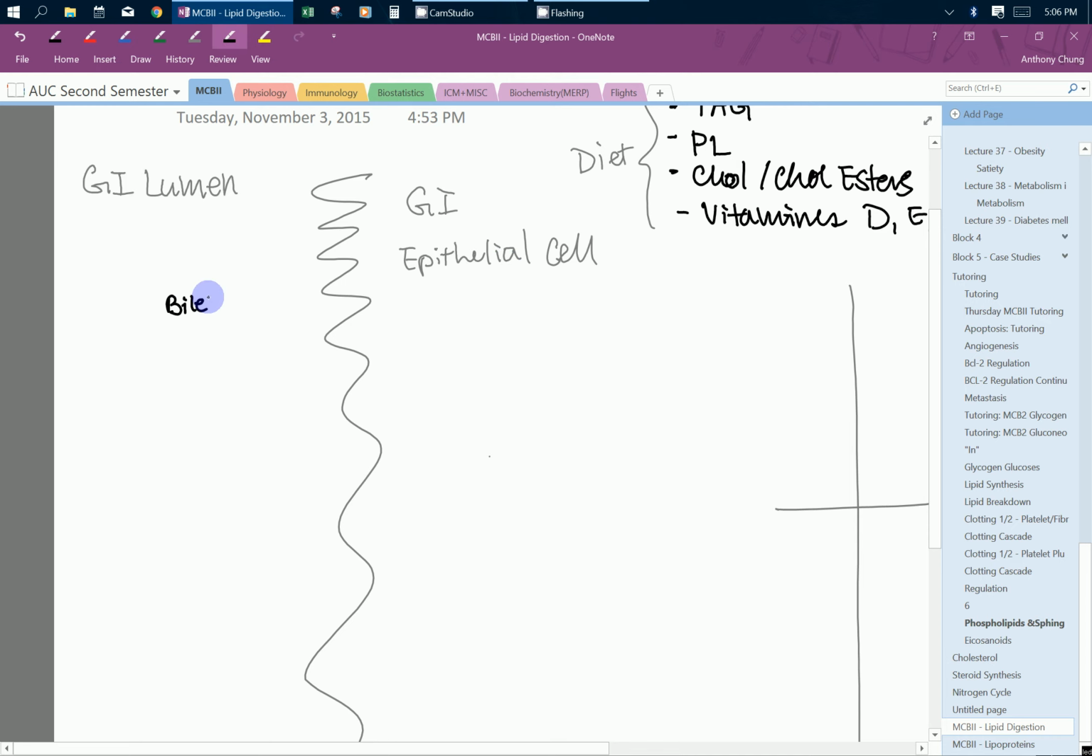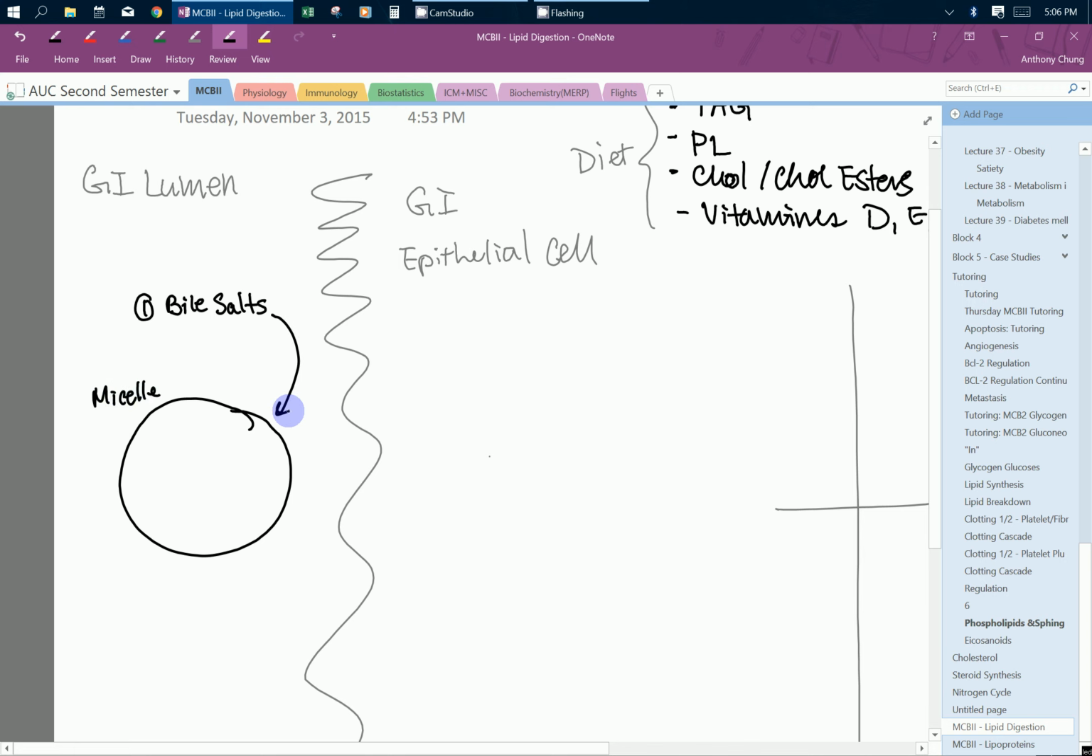And the bile salts, which ones are the bile salts that we've talked about? Glycocholate, taurocholic acid, cholate, right? So bile is first. What bile is going to do is form into a micelle like this.